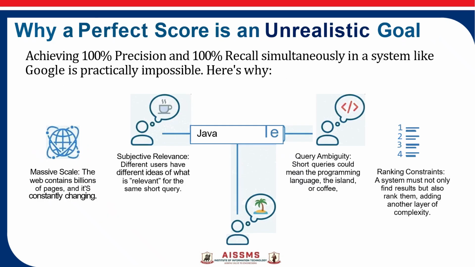Why can't Google just give us 100% on both? First, relevance is subjective. What I think is a good tutorial might be different from what you think. Second, the web is massive and constantly changing. Third, queries are ambiguous. Does Java mean the code, the coffee, or the island?